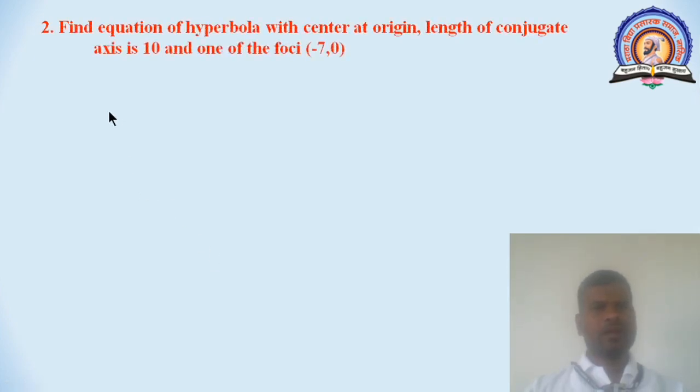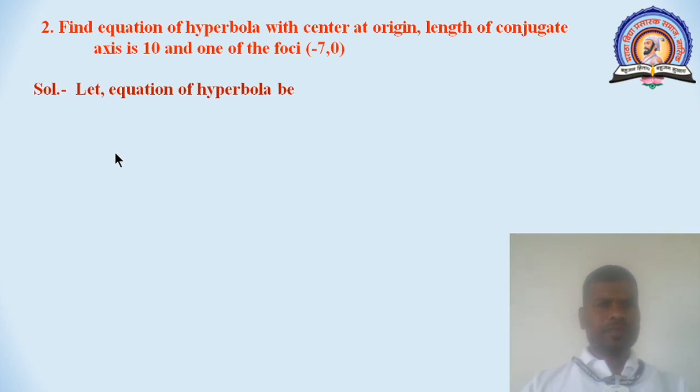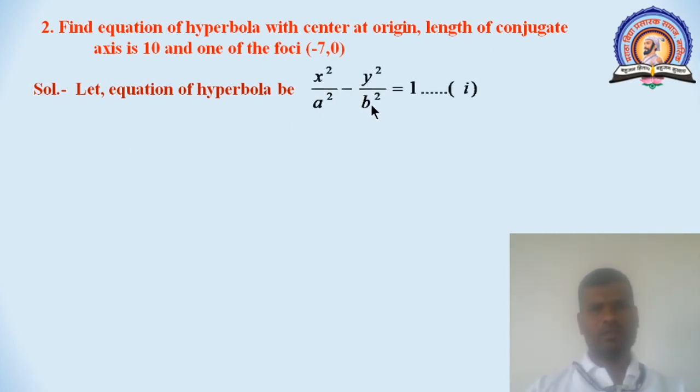Find the equation of hyperbola with center at origin. Length of conjugate axis is 10 and one of the foci is (-7, 0). Let the equation of hyperbola be x square upon a square minus y square upon b square is equal to 1. We have to find only the value of a square and b square. For that, given that length of conjugate axis 2b is equal to 10. So b is equal to 5, b square is equal to 25.